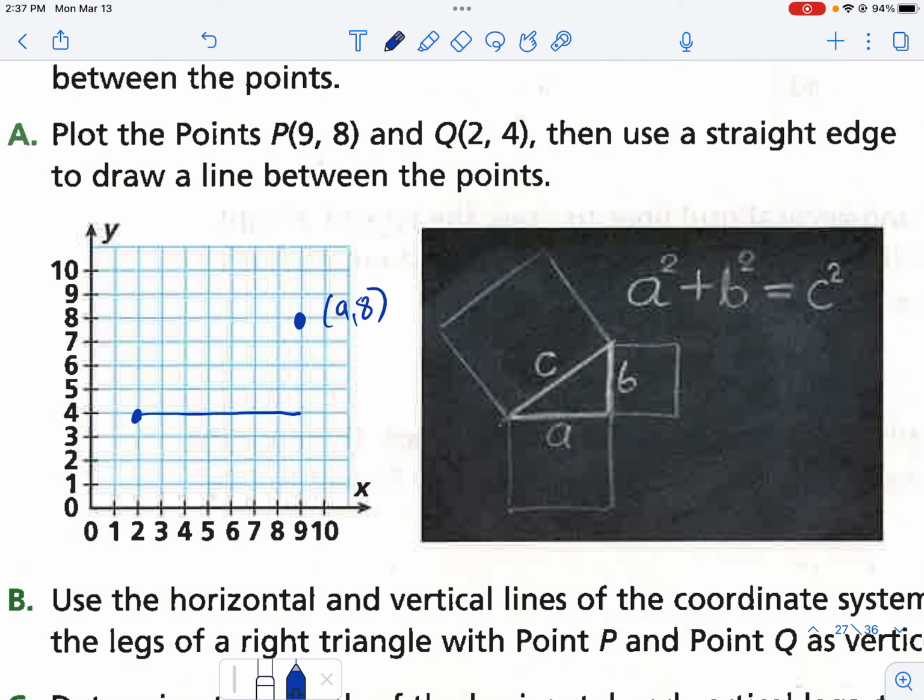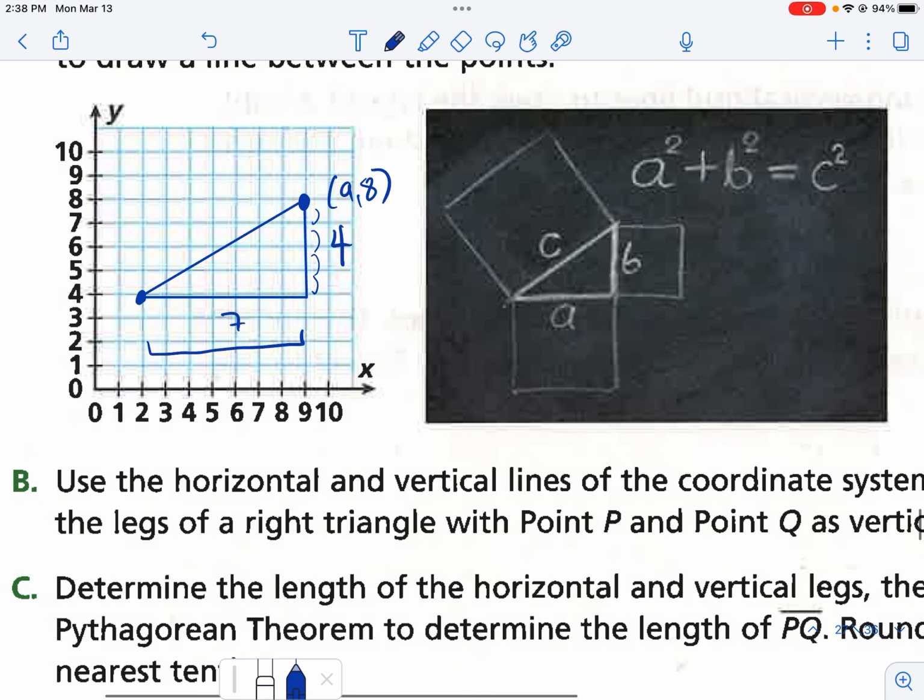So I'm going to draw the horizontal, maybe sort of. It's a little off, but that's okay. It's because my paper is crooked. And there we go. So how far is it from here to here? I went from 2 to 9, so that's 7 across. I went up 1, 2, 3, 4 over here. Okay, so now I have to figure out how long that side is.